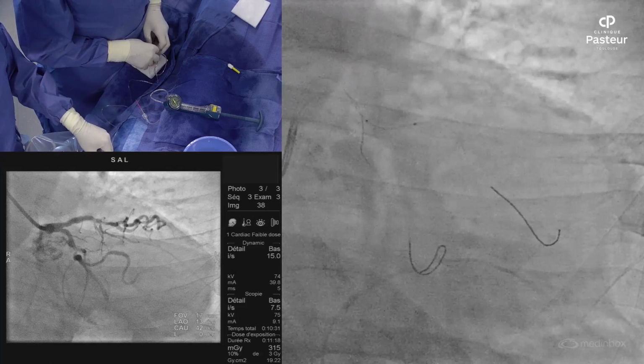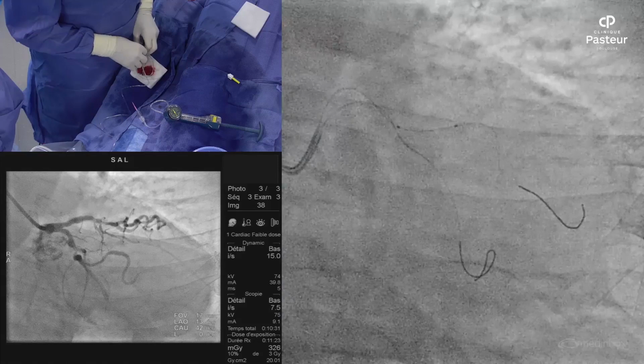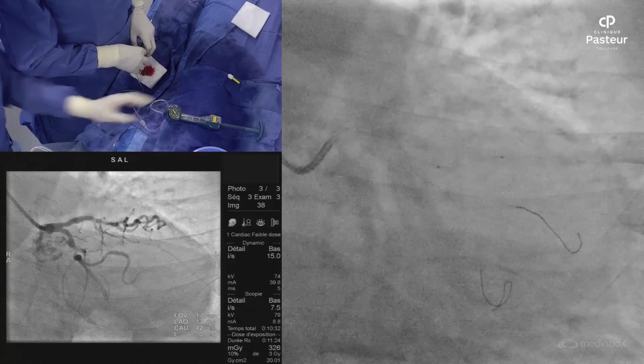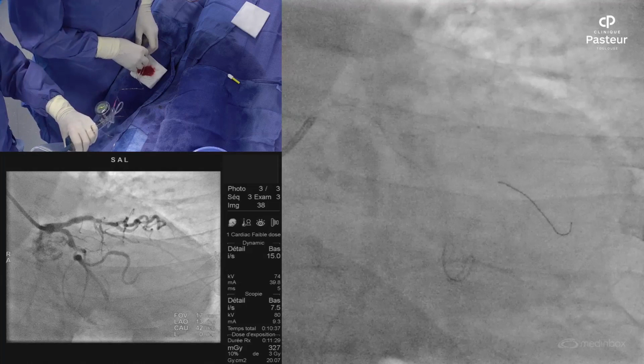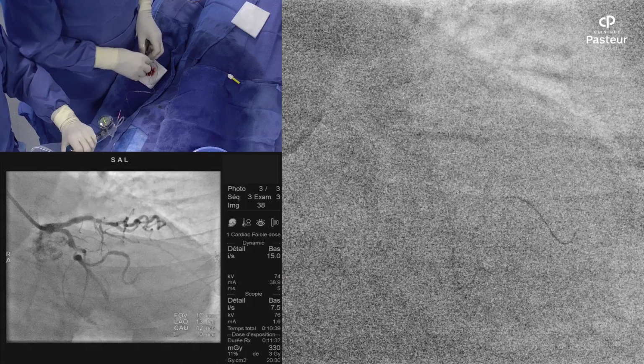What is the length? 20. Okay, so 20 plus 20 should be a long stent. We can discuss inflation here. Okay, six. To use two separate stents, one small 2.5 for the distal and one maybe a little bit... Let's see, because 38 could be... Okay, here is good. 8 atmosphere, no more. Okay.